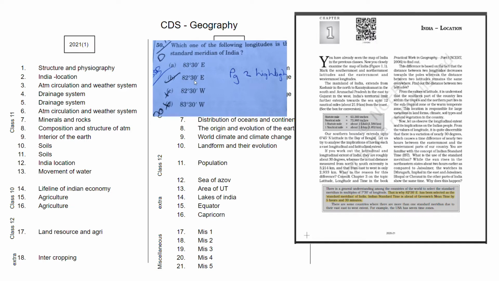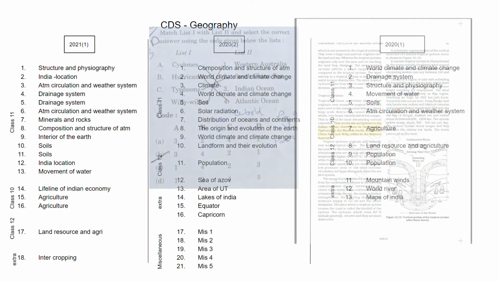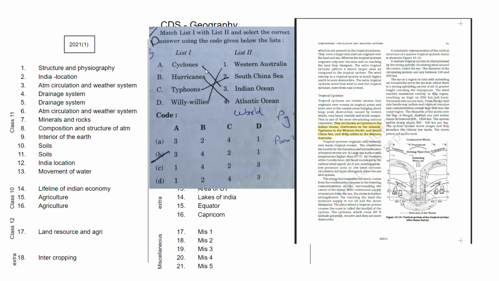Now the next question, which is from atmospheric circulation and weather system, class 11th. The question is, there is a list of tropical cyclone names in different regions and the regions are mentioned in list number second. So here's an excerpt. They are known as cyclones in the Indian Ocean, hurricanes in the Atlantic, typhoons in the Western Pacific and South China Sea, and willies in Western Australia. So the answer is as mentioned.